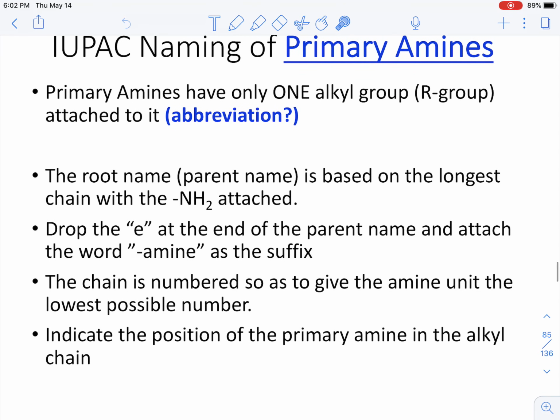And so very similar to what we've done in naming organic compounds, we're going to go ahead and find the longest consecutive chain that contains NH2. And so to communicate to the audience or our reader that we have an amine that's present in our organic compound, we're going to name the parent chain, and then we're going to drop the E at the very end of the parent name, and we're going to add the word amine as the suffix.